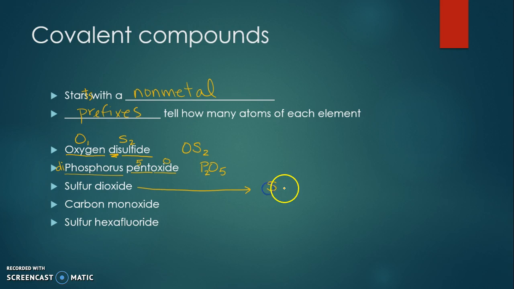All right, sulfur dioxide. Sulfur is just 1, so we put the S. Di means 2, oxide means oxygen, so SO2. Remember, don't cross on these. Carbon monoxide, 1 carbon, 1 oxygen. And then on this last one, sulfur, S. Hexa is 6, fluoride is F, so SF6. And that's it. So I guess I'll see you in class.